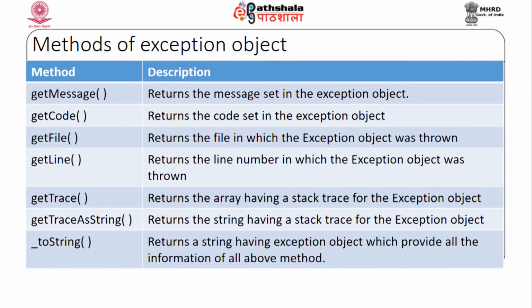This is the throw demo I have taken. Now, there are various methods of the exception object. The methods are getMessage, which returns the message set in the exception object.